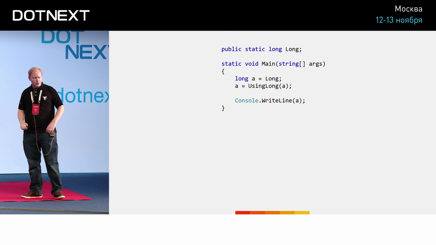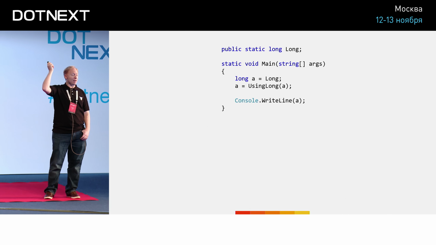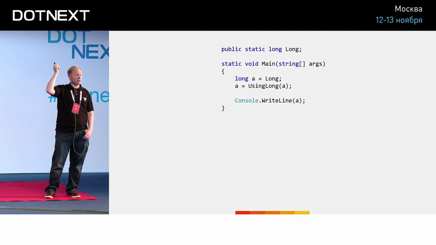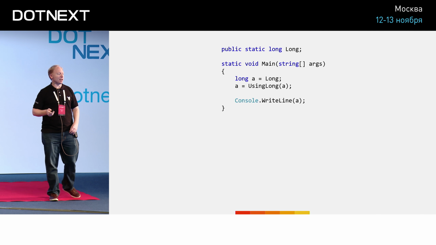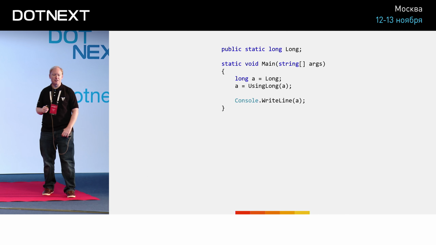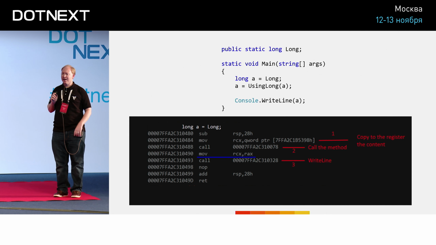So we're going to start here. This is a very simple thing. We're going to get a long from a static field, and we are going to call our function. And to avoid the just-in-time compiler just killing everything because there's no side effect, we are going to write to the console to force the just-in-time compiler not to be able to optimize this code. And we get something like this. I didn't ask, are you prepared to see assembly?